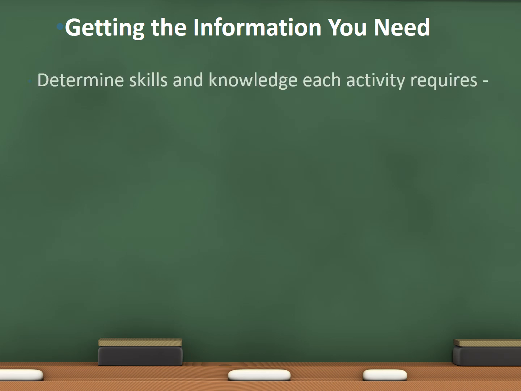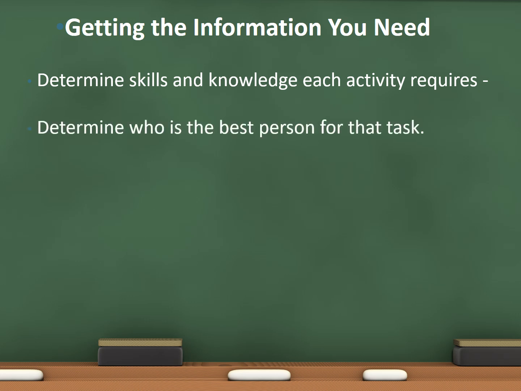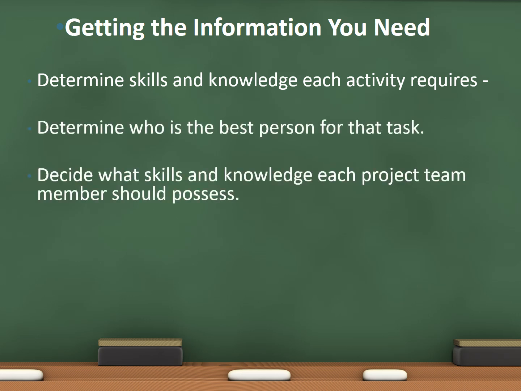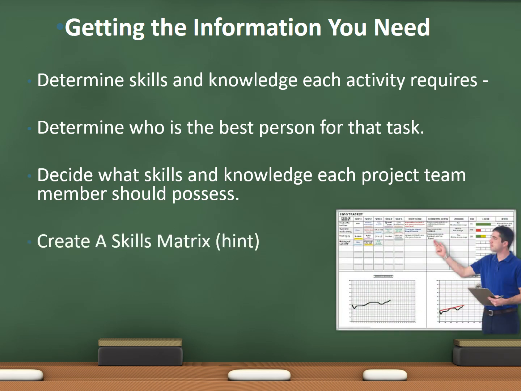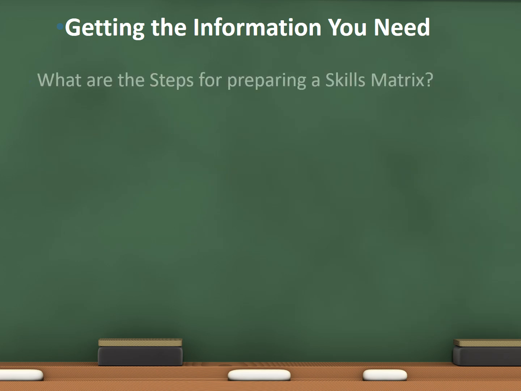So getting the information you need to determine the skills and knowledge each activity requires. Determine who's the best person for that particular task. Decide what skills and knowledge each project team member should possess, and then create a skills matrix. What are the steps to preparing a skills matrix?